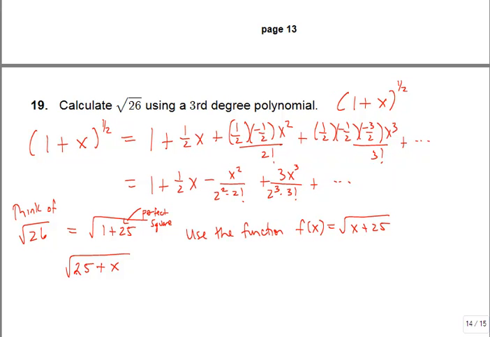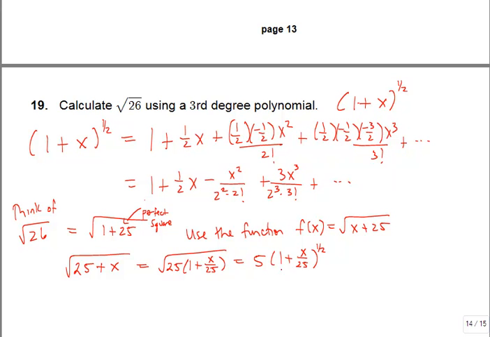We don't want that 25 in there, we actually want a 1. So the first thing I'm going to do is factor out a 25. That'll leave me with a 1 plus x over 25. Square root of 25 becomes 5, and 1 plus x over 25 is being raised to the 1/2 power. So this is now our new binomial expression or binomial function.